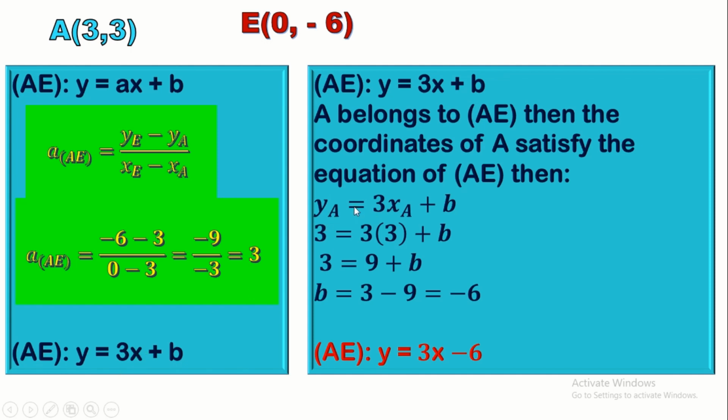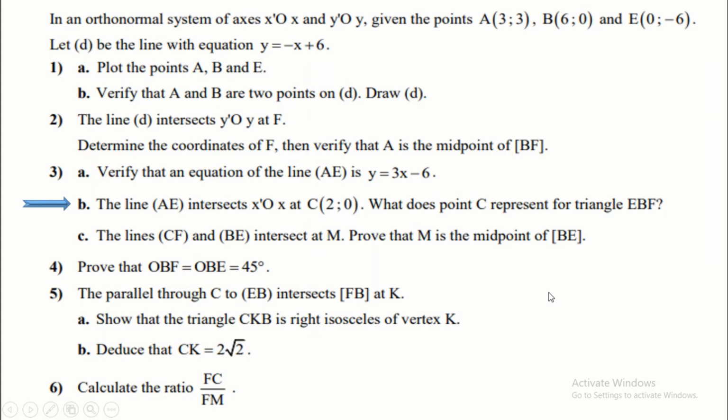So YA equals 3 XA plus b. We just replace them by their values to get 3 equals 3 times 3, which is 9, plus b. To find b, we move 9 to the other side, plus 9 becomes minus 9. So b equals 3 minus 9 equals minus 6, as you see the same equation. Sure, we are talking about the same straight line.